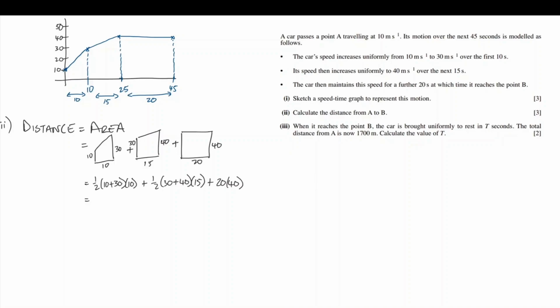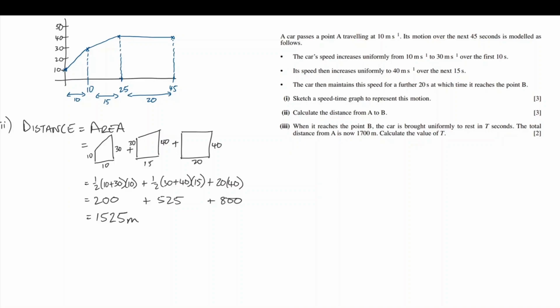Okay, each of these I can simply do in a calculator or in your head. We get 200, 525, and 800. 1,525 meters. That's the distance that this velocity time graph is indicating. That's the distance that the car traveled while it was being observed. That's the distance from point A, the beginning of the journey, to point B.